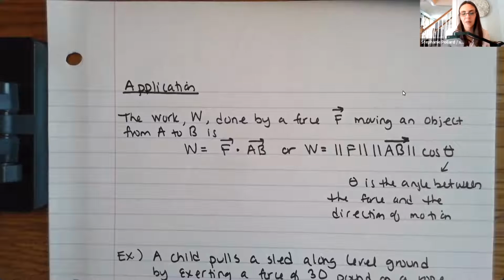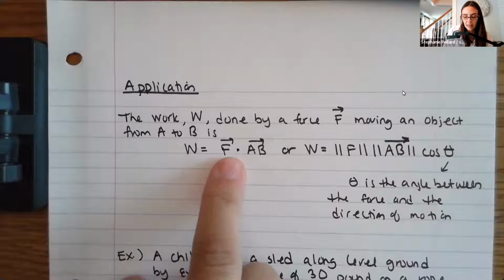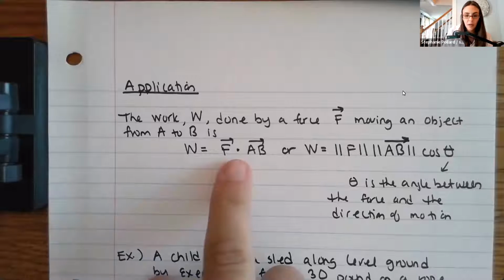Do an application here. So we're going to talk about work. The work W done by a force F, moving an object from A to B is given by the following formula. So work is the dot product of the vector for force and the vector that goes from A to B. So this formula is correct.